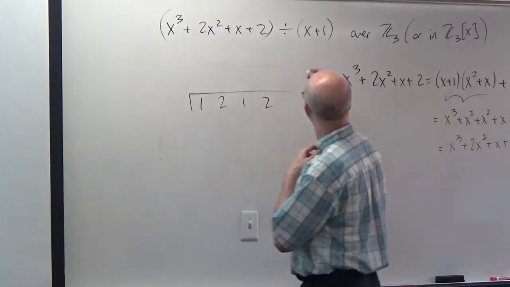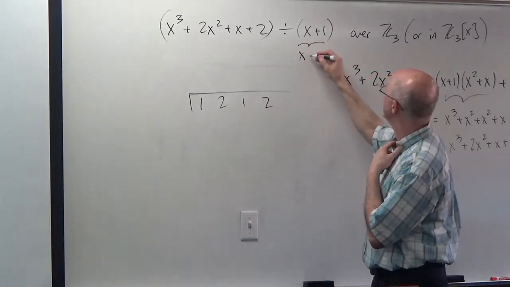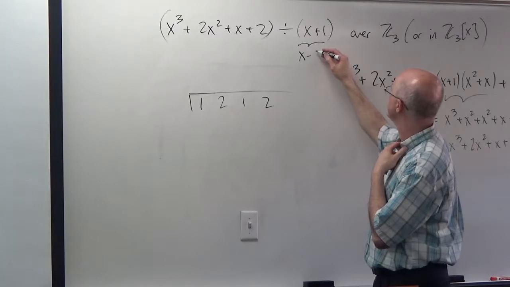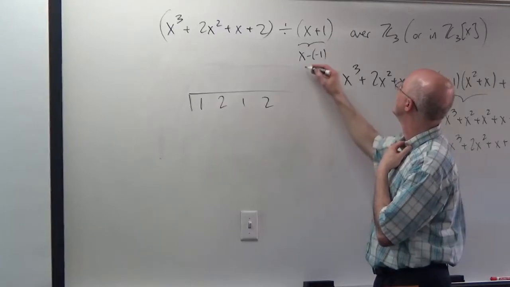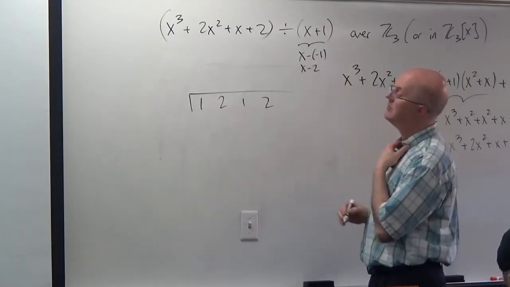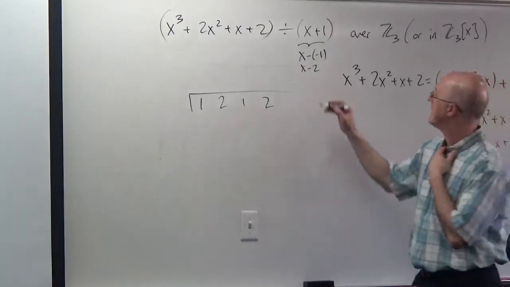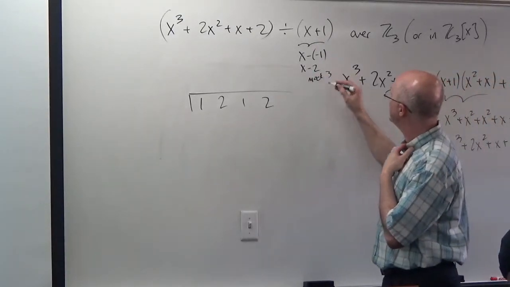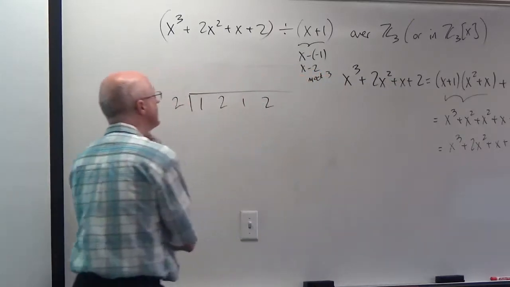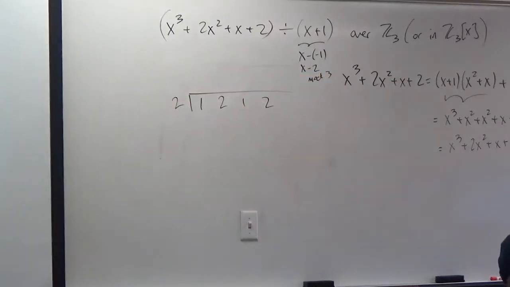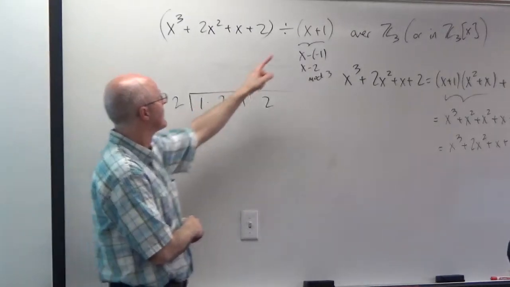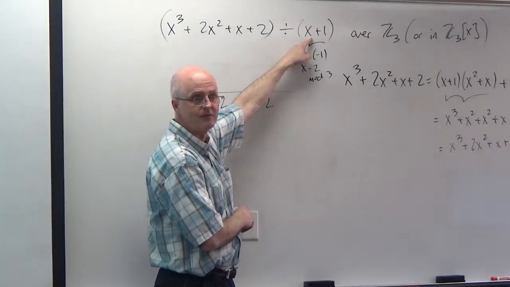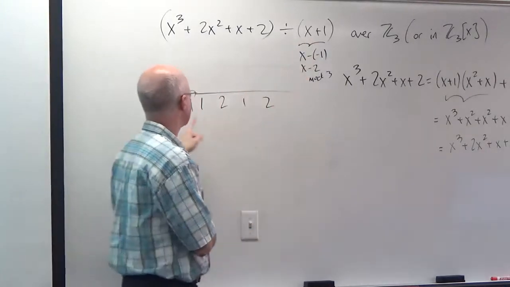And it's traditional to write this as x minus something. And if I'm going to write it as x minus something, the minus would have to be minus negative 1, which in mod 3 arithmetic is the same as x minus 2, mod 3, and you put a positive 2 over here. Dividing by x plus 1 in mod 3 arithmetic is the same as dividing by x minus 2. Or you put a positive 2 here. 2 is a root of x plus 1, a 0. That's what you put here.